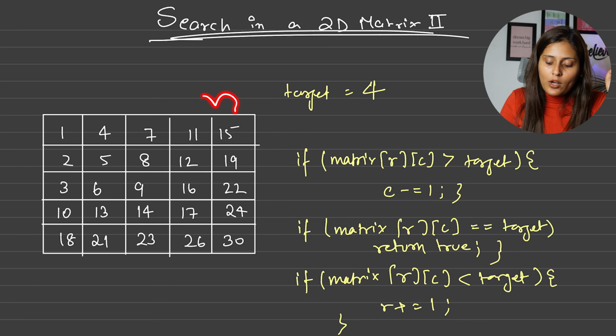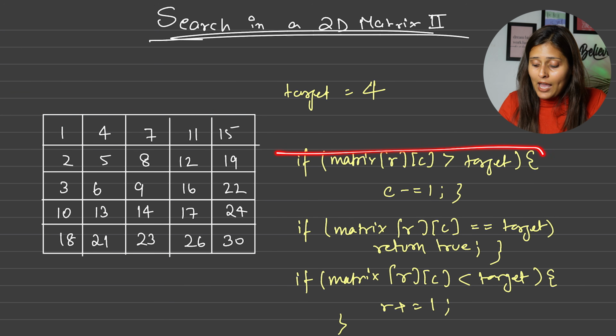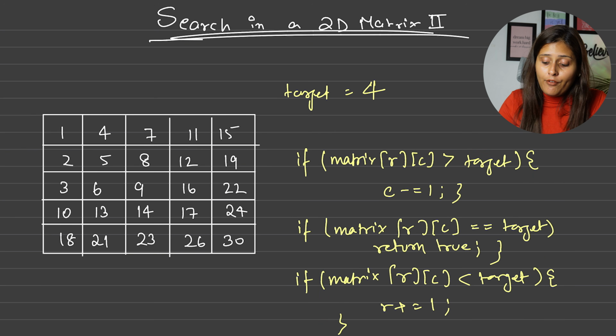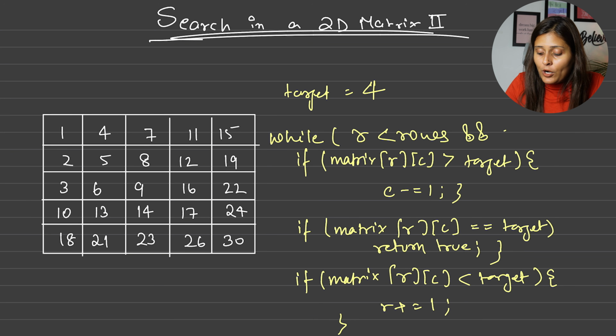Correct? And how can the column touch the boundary? Because it is moving towards the left side, it means the column might be negative at some point. So basically we have to close all this in a while loop. While my r is less than rows, which we will calculate, correct? And along with that, I want my column to be greater than or equal to 0. Then only we can perform this.